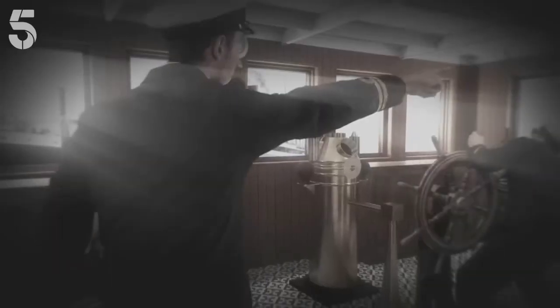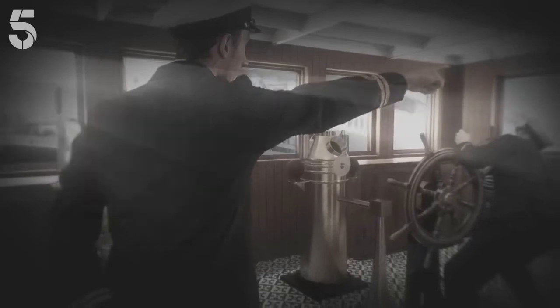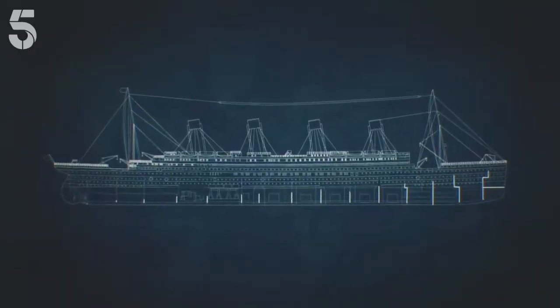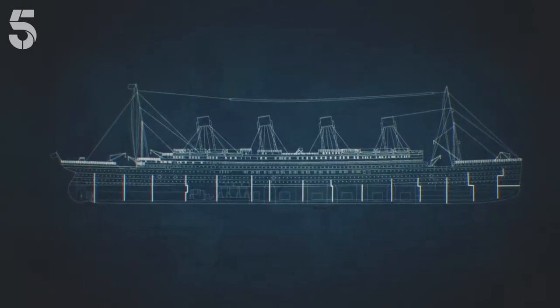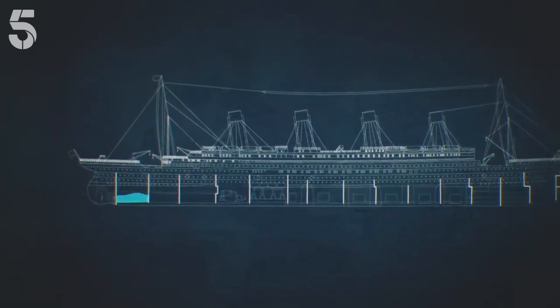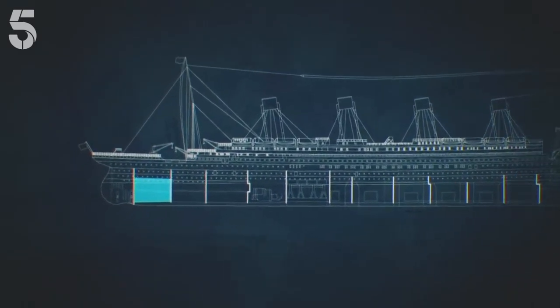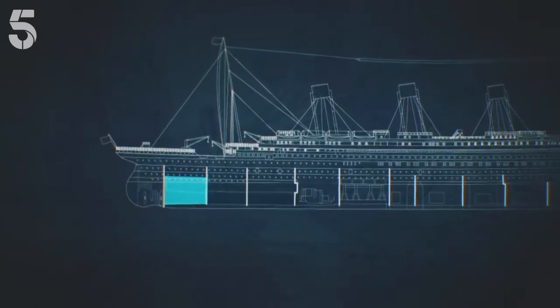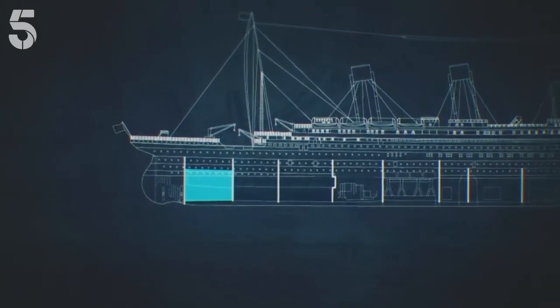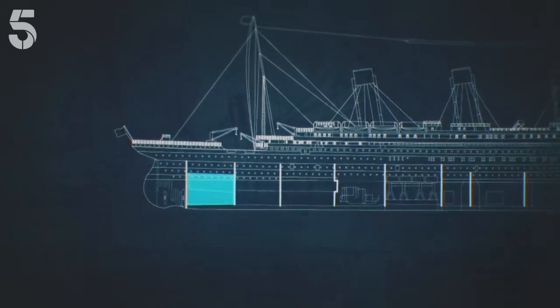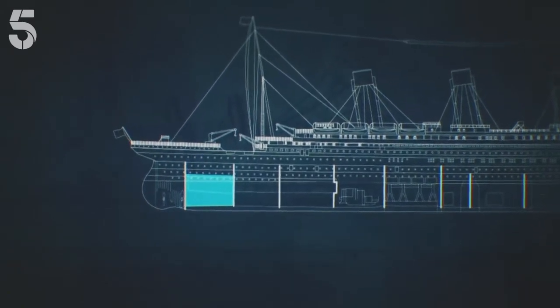2. Insufficient lifeboats. The Titanic was equipped with lifeboats that could only accommodate about half of the total passengers and crew on board. This lack of lifeboats was a major contributing factor to the loss of life during the disaster. 3. Inadequate safety regulations. At the time, the safety regulations for passenger ships were not as comprehensive as they are today. The Titanic was not required to carry enough lifeboats to accommodate all passengers and crew, which led to a significant loss of life.